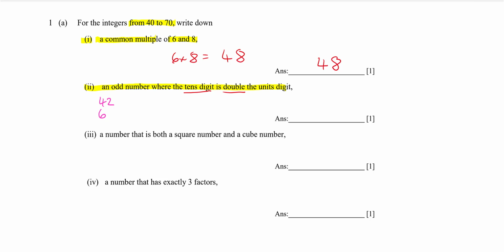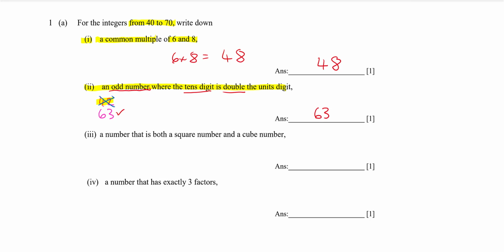So if we halve 4, we get 2. So the tens digit is double the units digit, but we wanted an odd number. So it can't be 42. And if we halve 6, well, we get 3. So now we've got a number where the tens digit, which is 6, is double the units digit, which is 3, and it is an odd number, 63. So our answer is 63.